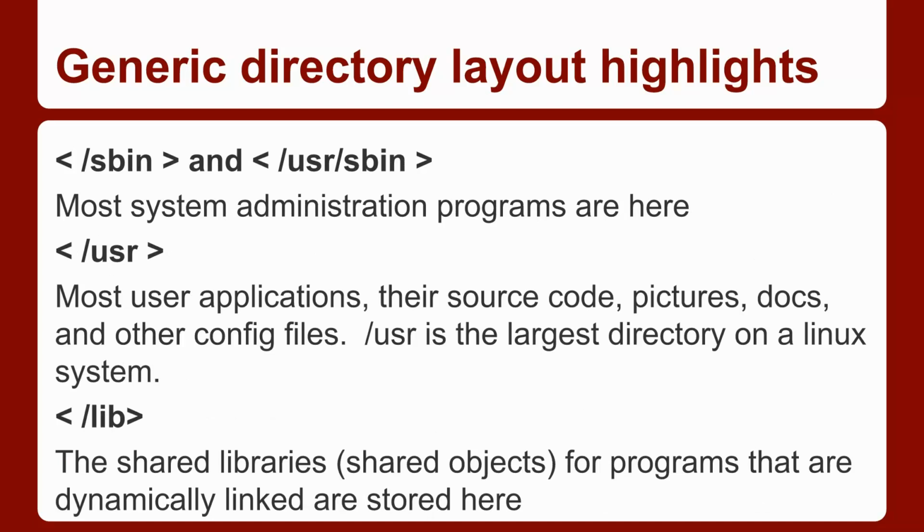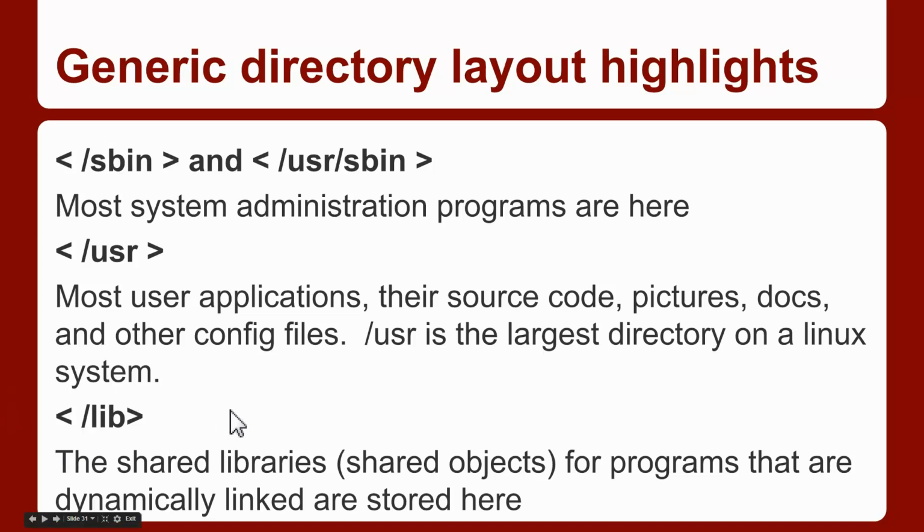So there's a difference between /sbin and /usr/sbin. Usually they are used for system administration programs, and /sbin is where the most common ones will be, and /usr/sbin is where perhaps the custom ones will be. And /usr stores most user applications and their source code, and any pictures, documents, or perhaps configuration scripts or files that they may use that aren't already located in /etc. It is important to note that this directory is usually the largest directory on a Linux system.